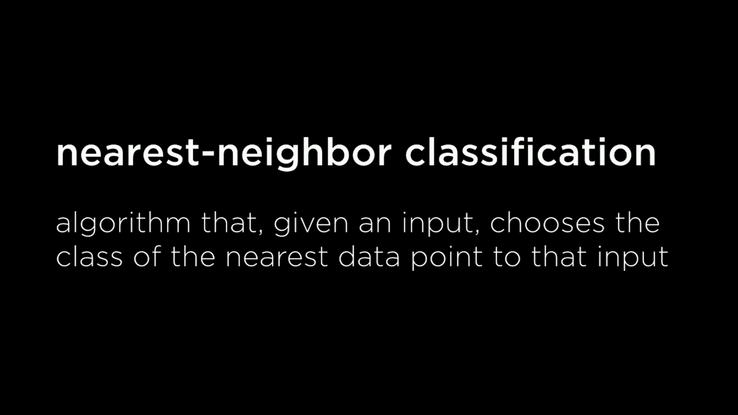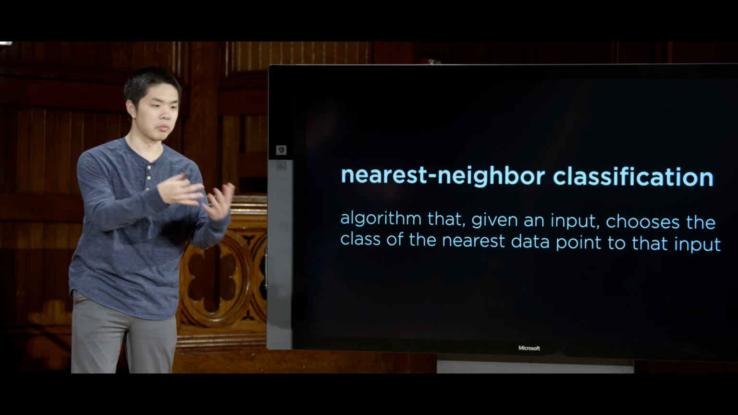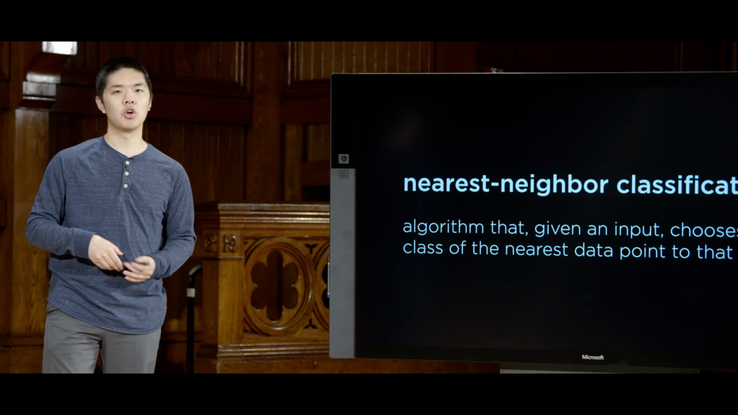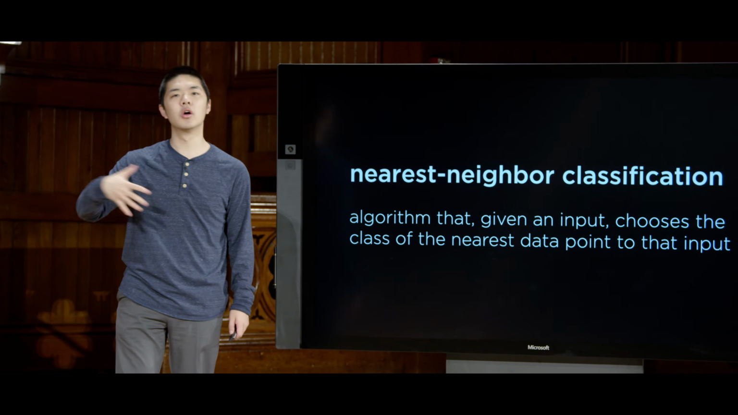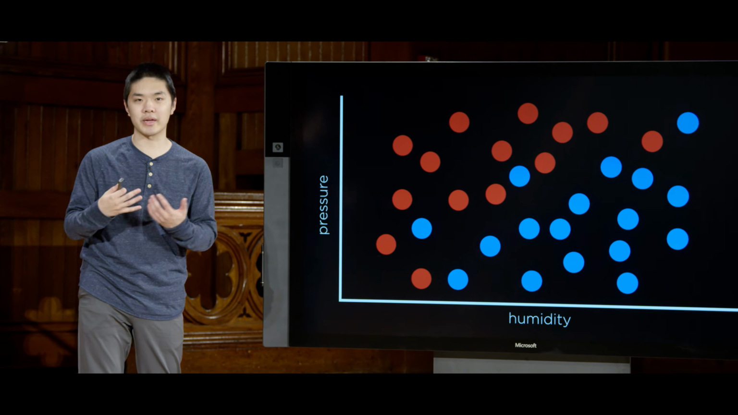What it'll do is, given an input, it will choose the class of the nearest data point to that input. By class, we just here mean category, like rain or no rain, counterfeit or not counterfeit. And we choose the category, or the class, based on the nearest data point. So given all that data we just looked at, is the nearest data point a blue point, or is it a red point? And depending on the answer to that question, we were able to make some sort of judgment. We were able to say something like, we think it's going to be blue, or we think it's going to be red.